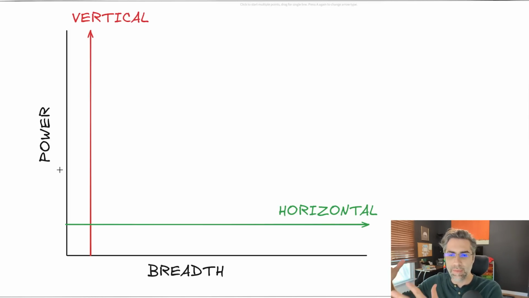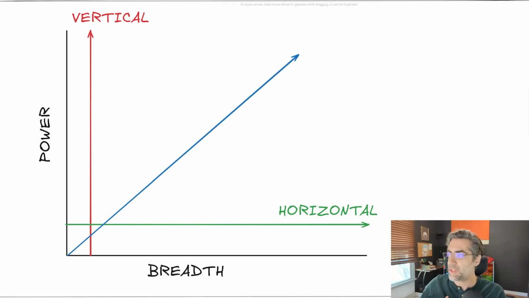Now, most games as a whole don't really fall purely into vertical or horizontal. Most games honestly use what I call diagonal progression, where the character is growing numerically over time and gaining more options.